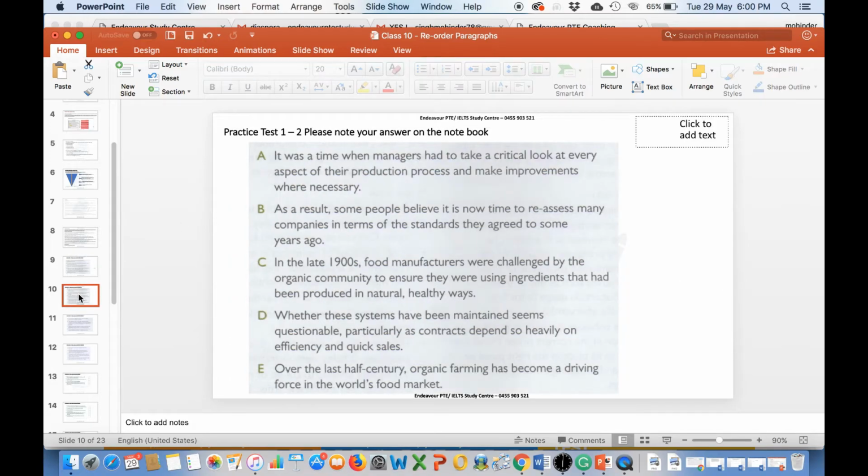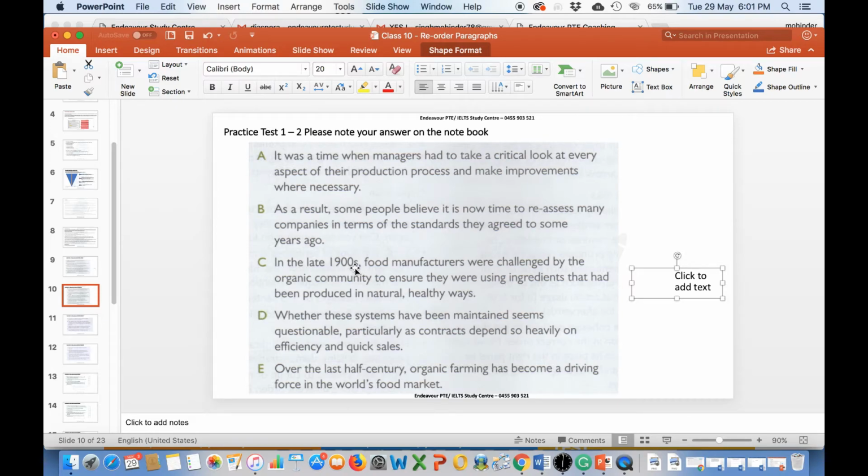Let's have a look at the number two reorder paragraph. Now if we look at the first one, it says it was the time when. We do not know what the time was, they are making reference to a time, so not my first one. As a result, it could be as a result. So you have a conjunction, as, which is a subordinating conjunction. As a result, it seems like it cannot be number one, it is either a concluding one or it is somewhere else. Now in the late 1900s, okay, so that's an adverbial phrase.